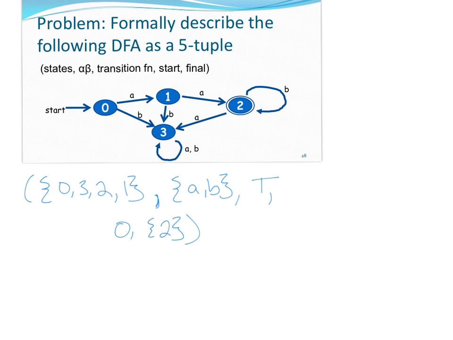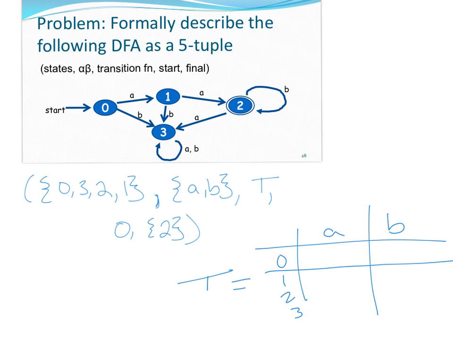And let's write that my transition table equals, let's see, we have 0, 1, 2, 3, and we have A and B. So if we're at state 0, we see an A, we go to 1; 0, B, we go to 3. If we're at 1 and we see an A, we go to 2.